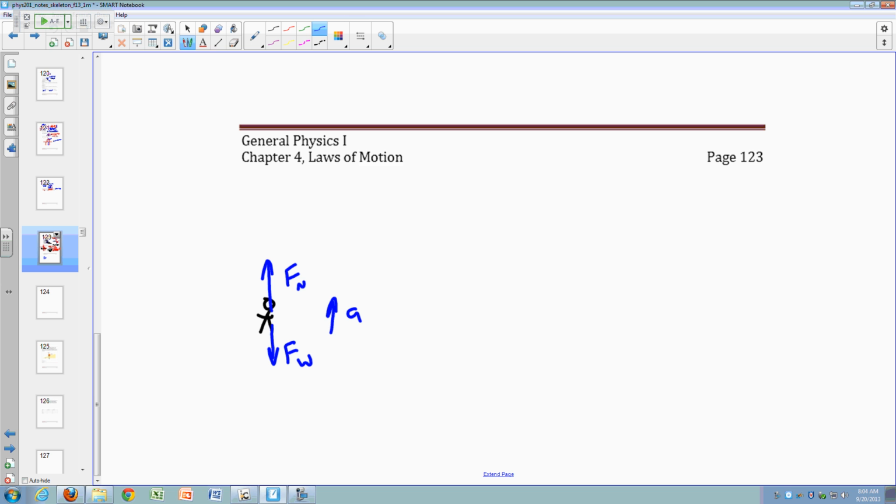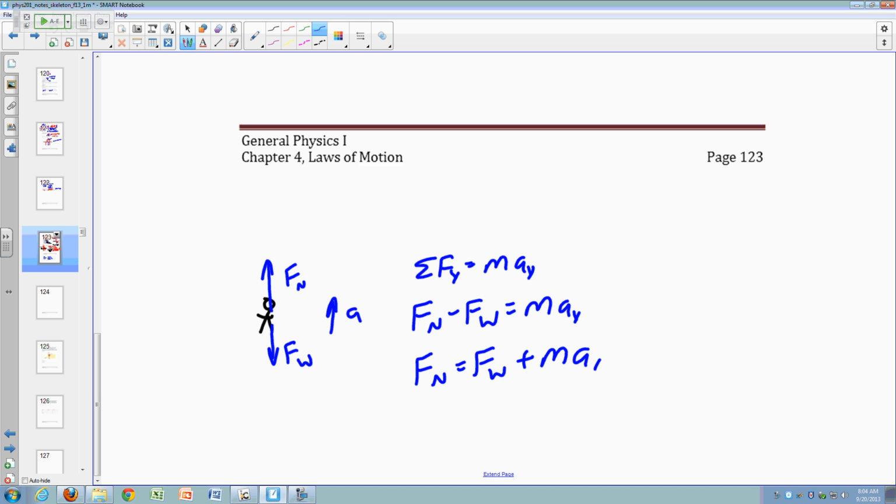So if I apply Newton's second law here, the sum of the forces in the y direction equals ma_y. Then I have Fn minus Fw equals ma_y. And before, acceleration was equal to 0, but now it's actually positive. So I find that my normal force is equal to my weight plus my mass times my acceleration. So how does my normal force when I'm crouching and jumping compare to just standing around?